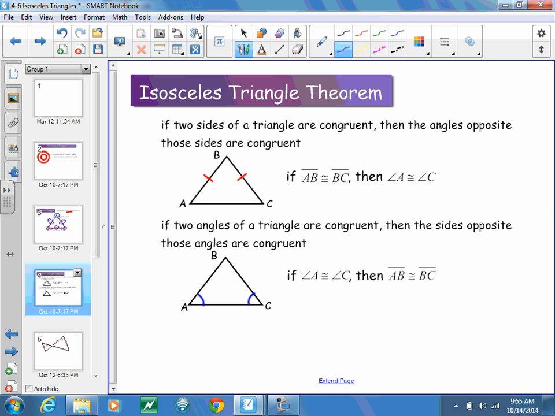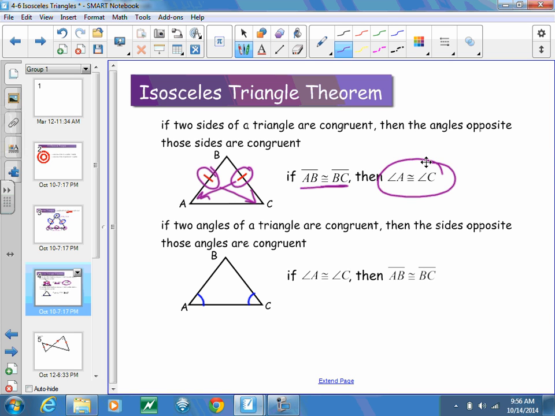So what this is saying is that if I have a triangle ABC, and I can see that AB is congruent to BC, then the angles opposite of those sides are going to be congruent. So the angle opposite of side AB is angle C, and the angle opposite of side BC is angle A. If these two sides are congruent, then the two opposite angles are going to be congruent as well.